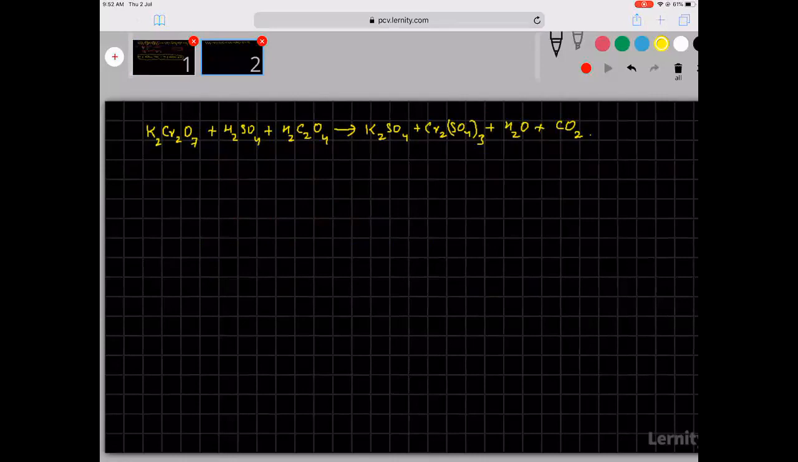In all redox reactions, electron transfer takes place. So the traditional balancing method will not work, because that does not take care of the amounts of electrons transferred. So first we have to balance the electrons.